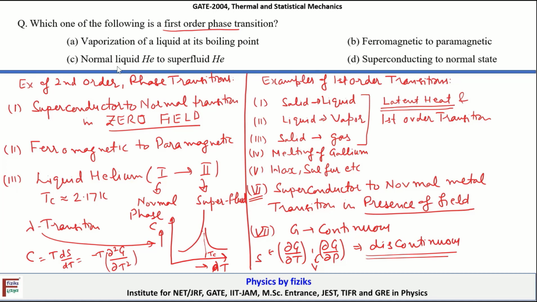So if you take a look at the options given to us, we have to identify the first order transition. Here, vaporization of liquid at its boiling point is an example of a first order transition. Normal helium to superfluid helium, as I just discussed, is second order. Ferromagnetic to paramagnetic is also second order. Superconducting to normal state is also second order, because there's no mention of the field, so we will consider it as zero field. Superconducting to normal transition in zero field is termed a second order transition. I hope this point will be clear to all of you.